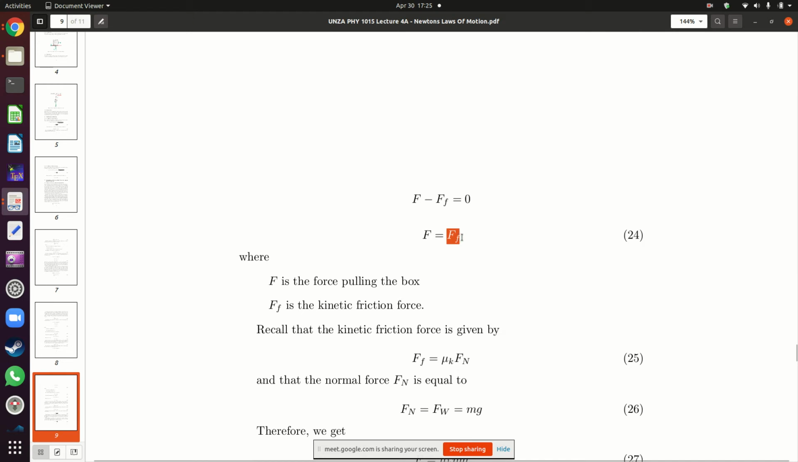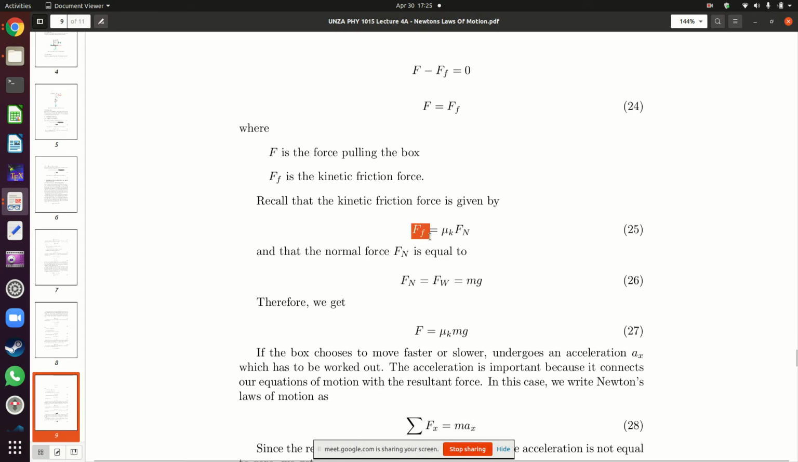This friction is no longer static because the box is moving. So if the box is in motion, then the friction which the box experiences is what is referred to as the kinetic friction force. And how do we get the kinetic friction force? The kinetic friction force is equal to the coefficient of kinetic friction, mu k, multiplied by the normal force. And we recall that our normal force is equal to the weight, which is equal to mg. So if we substitute here, our pulling force in this case is going to be equal to mu k multiplied by mg.